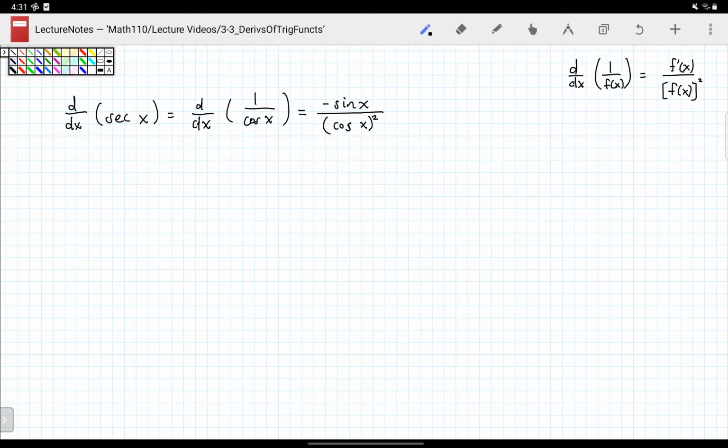Now, why is this negative? This is the wrong answer. Why is it giving me the wrong answer?